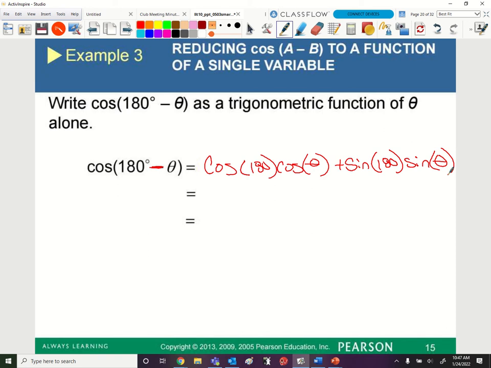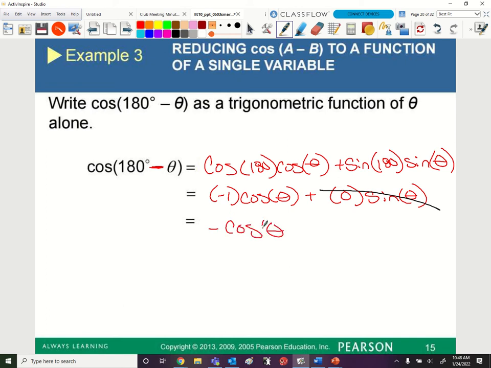Now cosine at 180, so I'm going to pick these values off of my unit circle now. So cosine at 180 is going to give me -1 times the cosine of theta plus, now sine at 180 is going to be 0 times sine of theta. And anything times 0 is 0, so all of that right there on the right is going to go away. So my final answer comes out to be negative cosine of theta, because -1 times cosine is going to give me that.